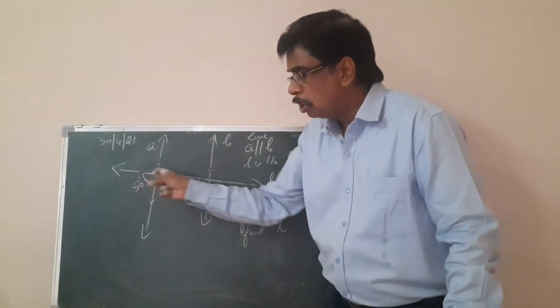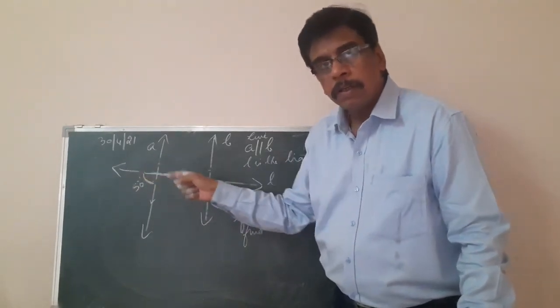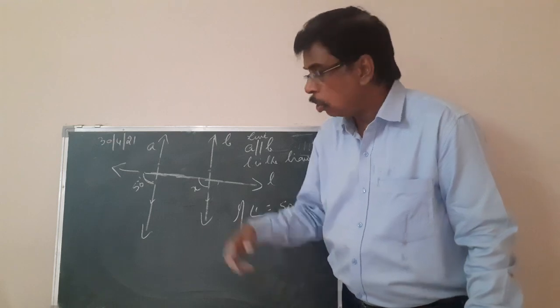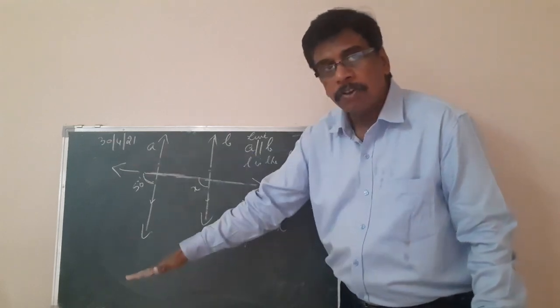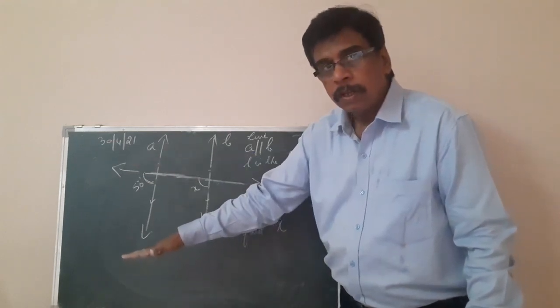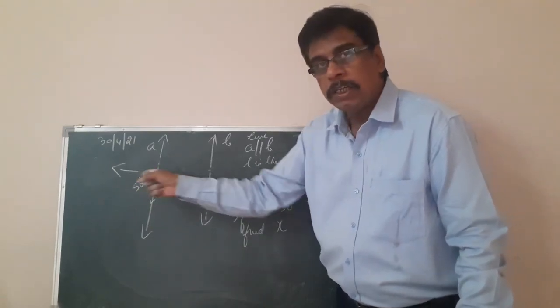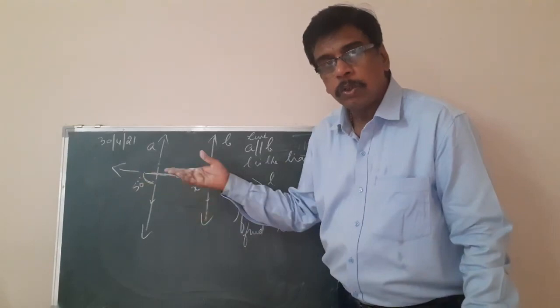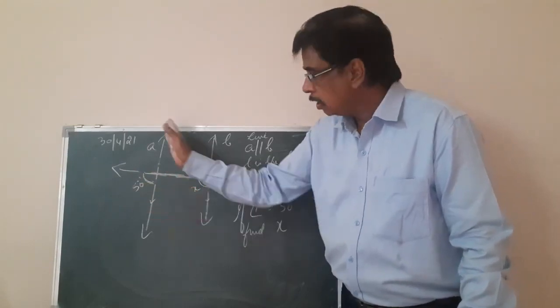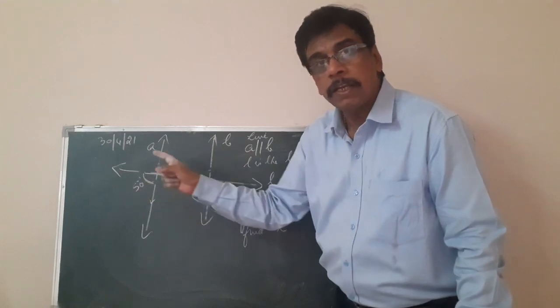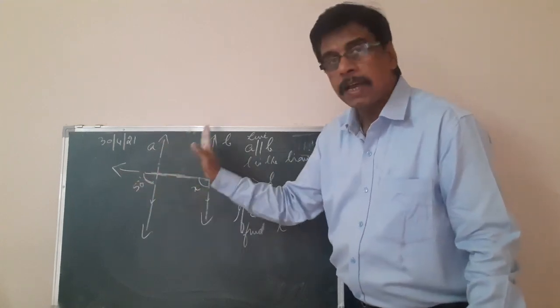Now what are these two angles? These two angles are corresponding angles. Why? Because they are on the same side of the transversal. They have different vertices and one is interior, one is exterior. So they are corresponding angles. And since the lines are parallel, corresponding angles are equal.